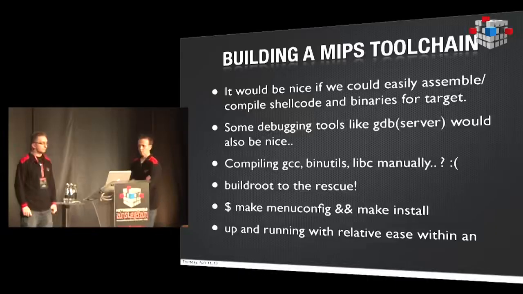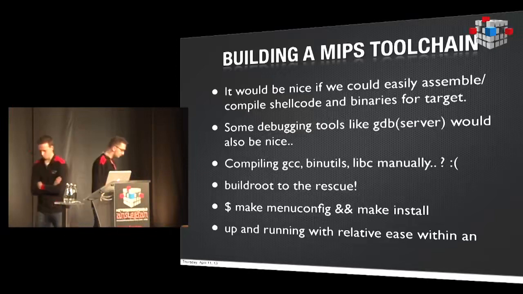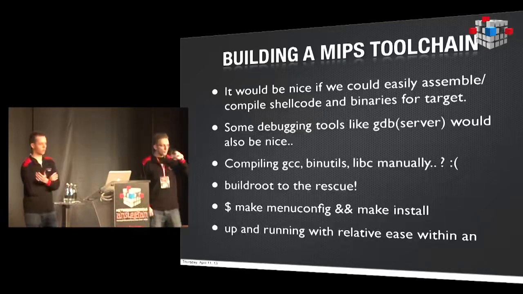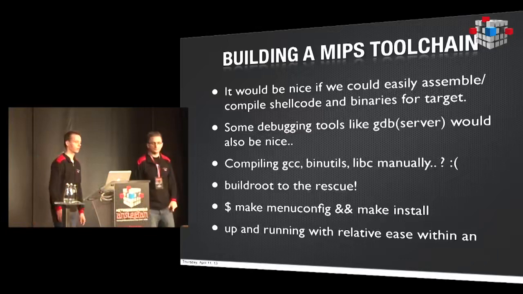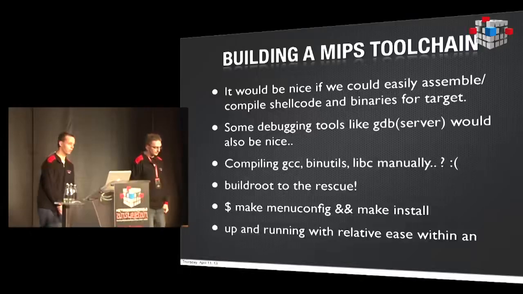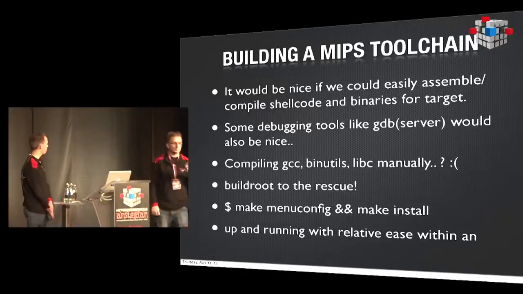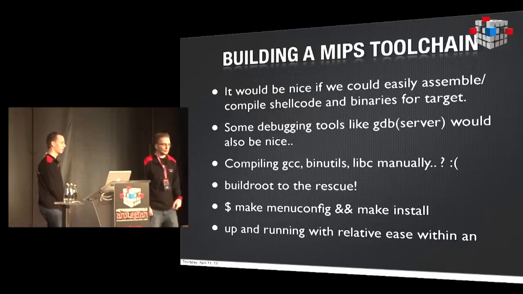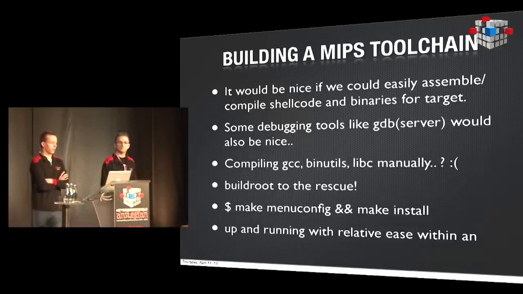Okay, so let's talk about building a MIPS toolchain. As mentioned before, we did some static analysis on the binary using IDA Pro, but now we wanted to do some dynamic analysis. So we need a debugger to do that. And as the device is based on a MIPS architecture, we have to compile a version of GDB for the MIPS architecture. We could do that by compiling GCC, binutils and libc from scratch and do it all manually. But there is a way easier solution, and that is to use Buildroot.